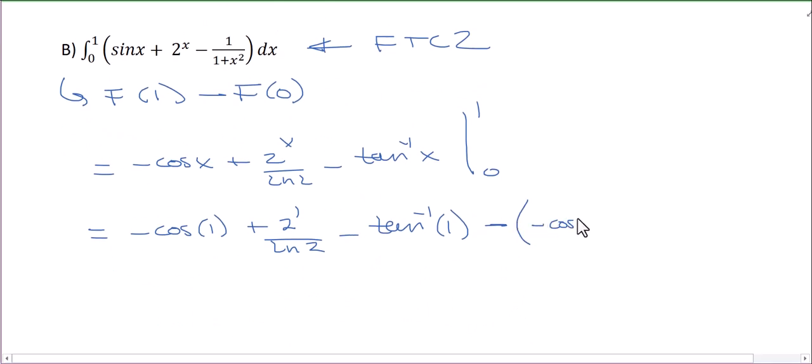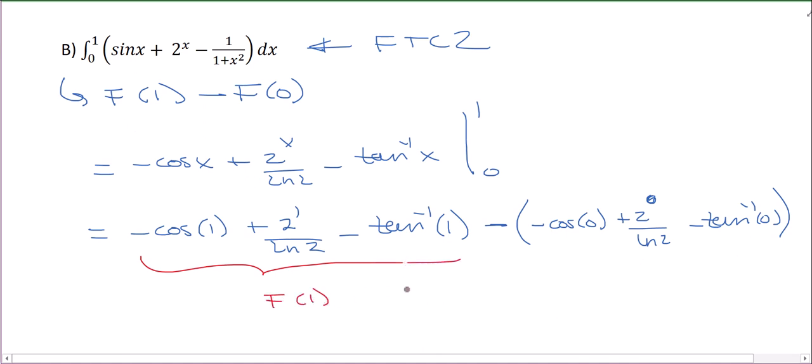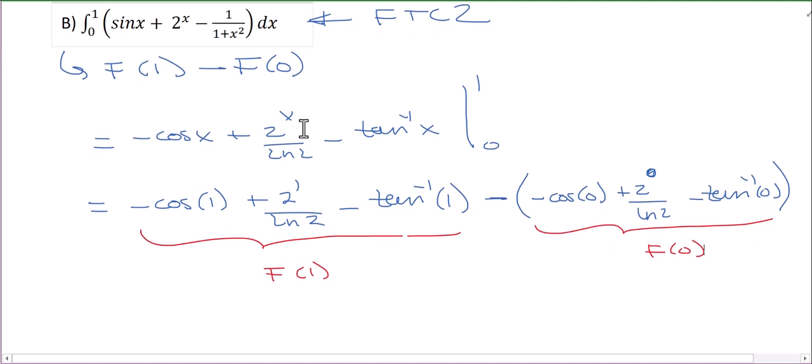So negative cosine of 0 plus 2 to the 0 over natural log of 2, minus inverse tangent of 0. Right, so this is my capital F of 1, and this is my capital F of 0, FTC 2. And then the last thing to do is just simplify those.